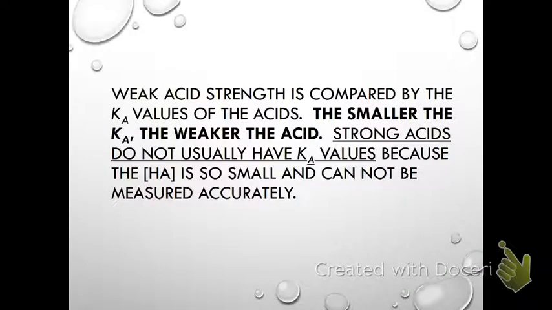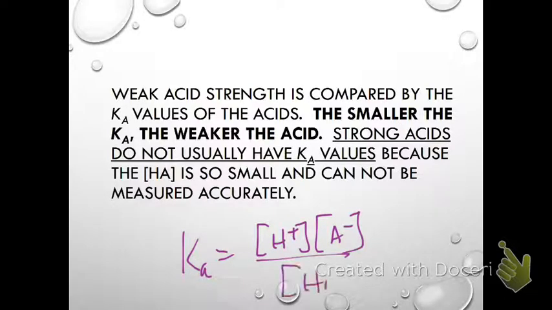Weak acid strength is compared by the Ka values. The smaller the Ka, the weaker the acid. Strong acids do not usually have a Ka because the HA is so small and cannot be measured accurately. Meaning if you go back to the expression, Ka is equal to H plus times A minus over HA. Because it's such a complete dissociation, this number on the bottom is so small that they can't really measure it. So your Ka value can't be measured accurately, because it's a complete dissociation.